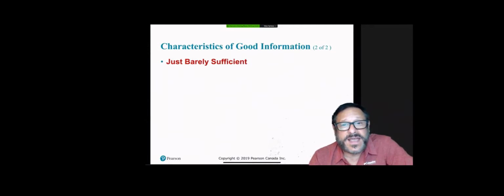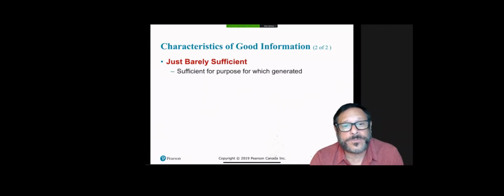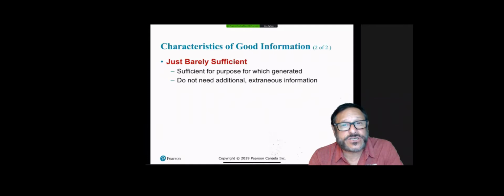Another characteristic is that it is just barely sufficient. This comes down to the fact that it should be just enough. Too little isn't good, and too much is equally not useful. If I want to know about the dry breakfast cereal sold in North London in January, and somebody gives me the stats for the entire year for all of Ontario, it could be accurate, it could be timely, but then I am drowning in data. I'm drinking from the fire hose, and again, it's not useful to me. So it must be sufficient for the purpose for which it was generated, but you don't need additional extraneous information. Being able to know the difference is very important.